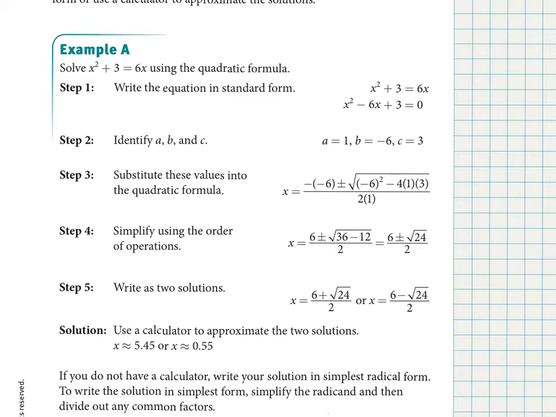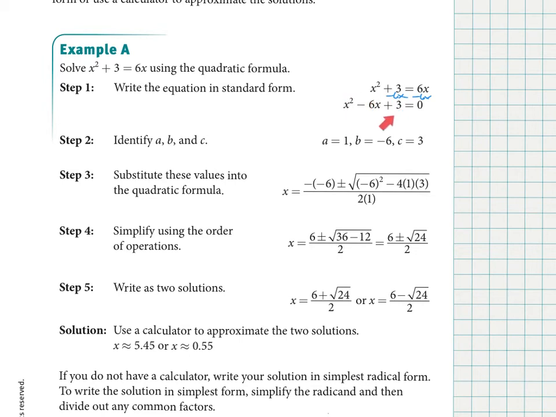So it says we want to solve this equation right here using the quadratic formula. The first step it tells us to do is to write the equation in standard form, meaning we want all the terms on the same side. So we can see here we end up subtracting x from both sides. If you want to show that work, you can. So you can subtract x, and then we're left with x squared minus 6x plus 3.